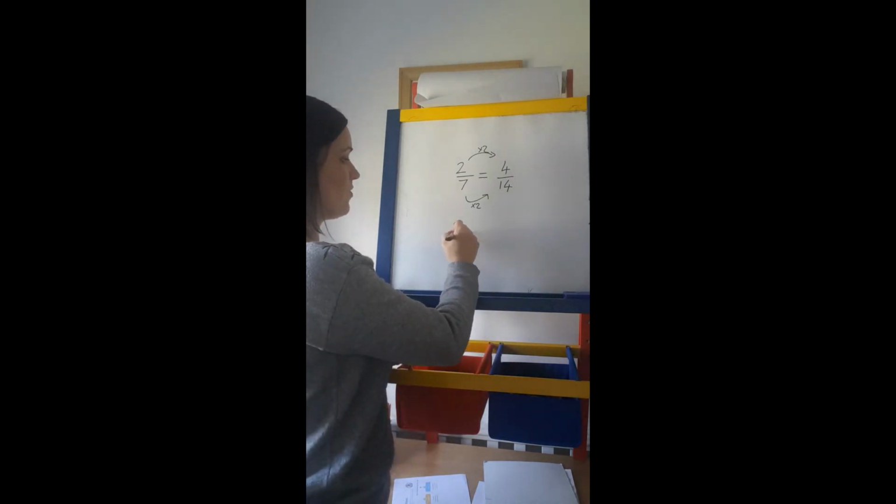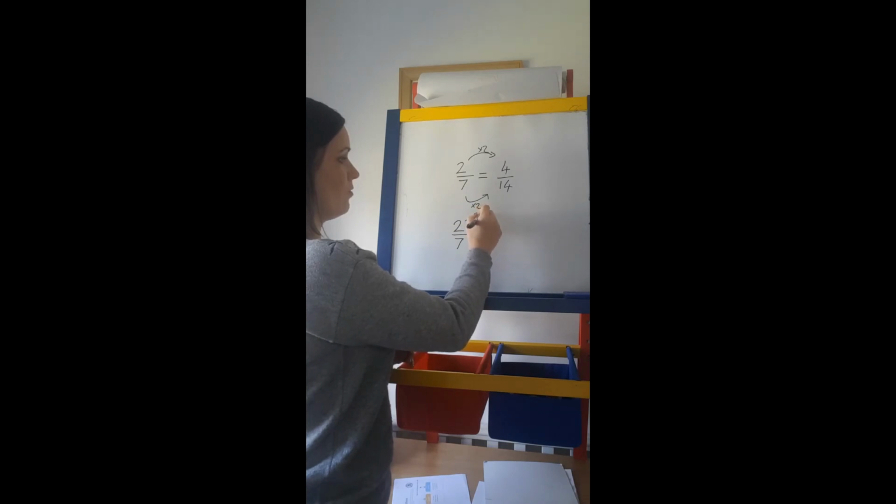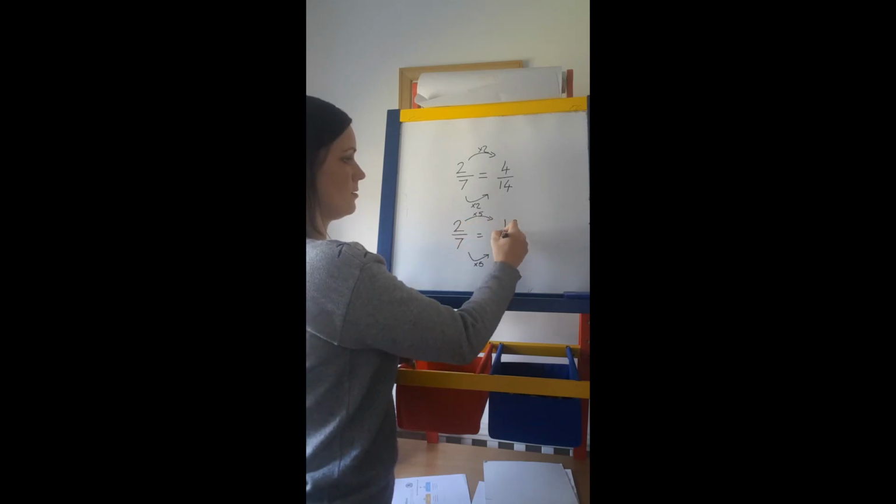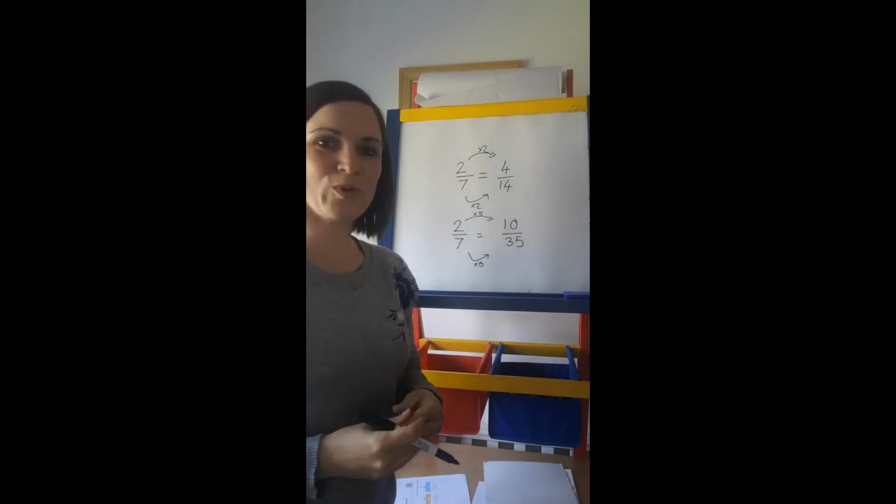You could do 2/7 and multiply the top by 5 and the bottom by 5. 2 times 5 is 10, 7 times 5 is 35. So those fractions are equivalent to each other.